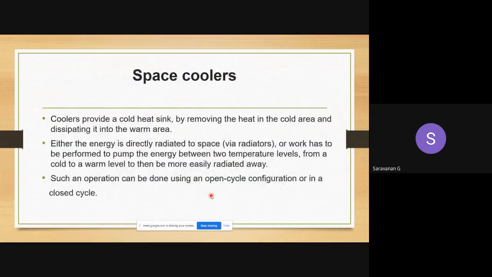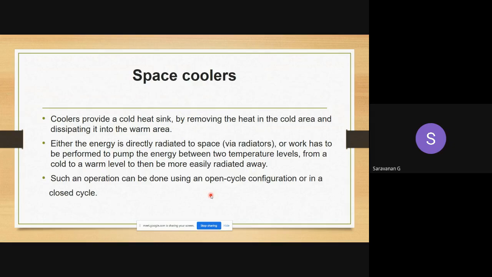So already we have discussed space coolers. So here also coolers can have a cold heat sink. We can say we have a hot sink and a cold sink, since the coolers are low temperature systems. So what we are doing is removing the heat from the cold area and dissipating it into the warm area. Via a radiator, sometimes the energy is directly radiated to space through radiators, or work has to be performed by pumping energy between two temperature levels, from a low to a high level. So we can easily radiate from the system so that it will be cooled down.